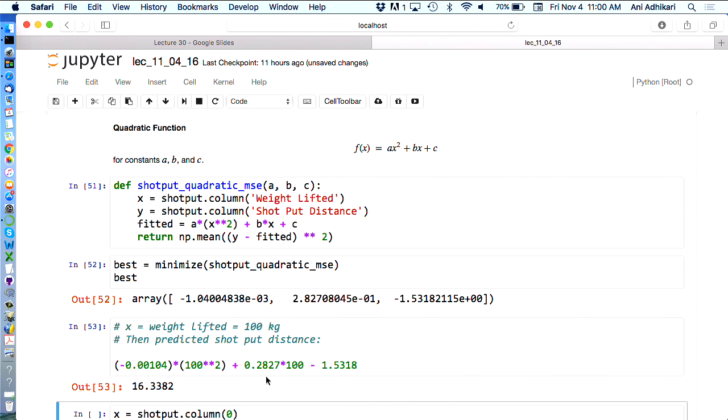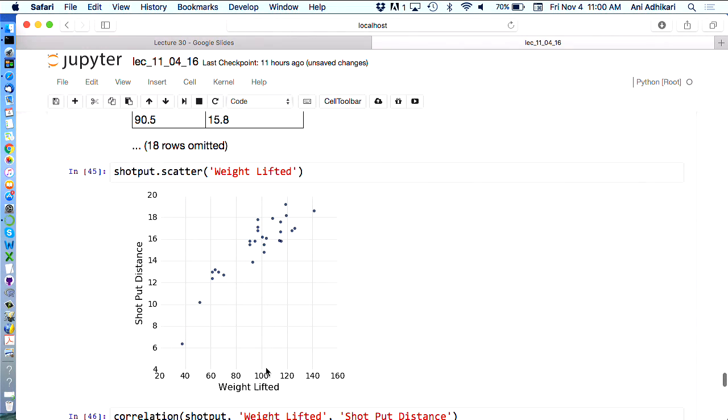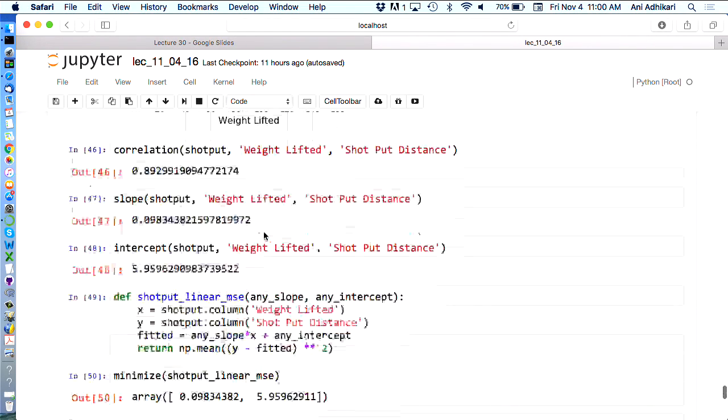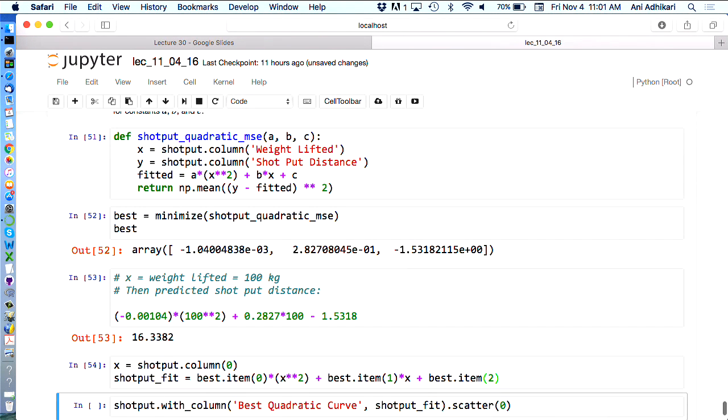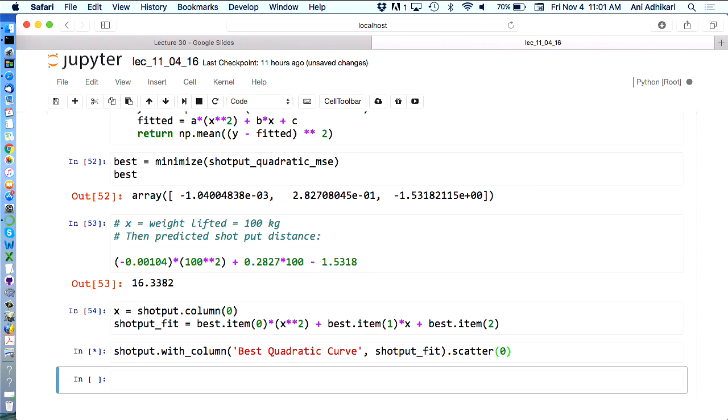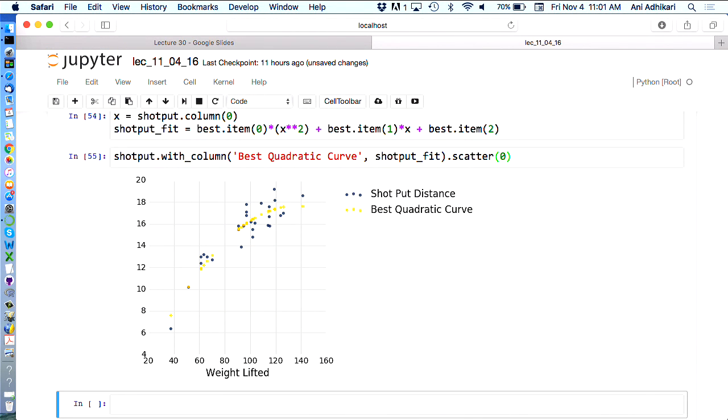you get 16.3 meters. We're going to look at this and see if that makes sense. This person can lift this much, and our prediction is 16.3 meters. That's not bad. If you look at the vertical strip around 100, that's kind of at the center. Not bad at all. And in fact, we can compute the fitted values now as a quadratic. You take item 0, multiply by x squared, item 1, multiply by x, and item 2, leave it alone. Those are your fitted values, and you can draw the scatter diagram, and you've got a curve that goes through.